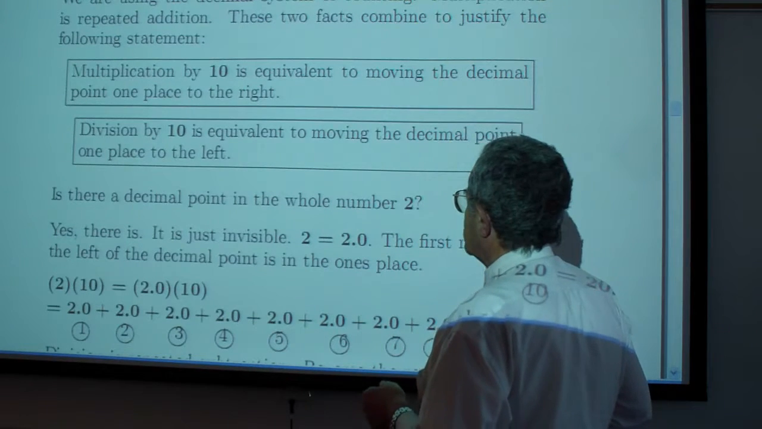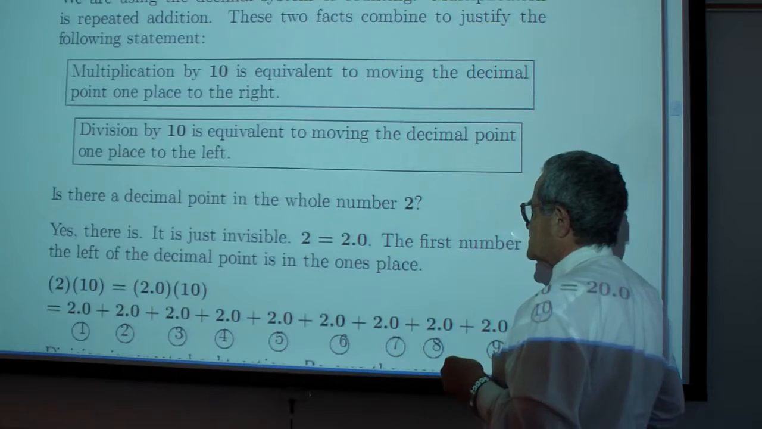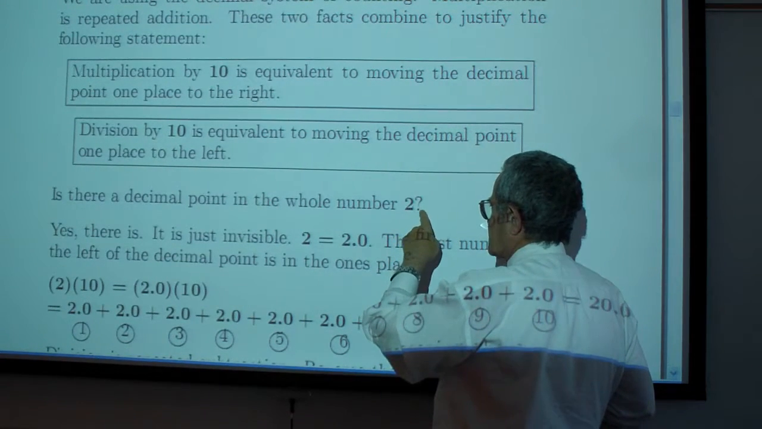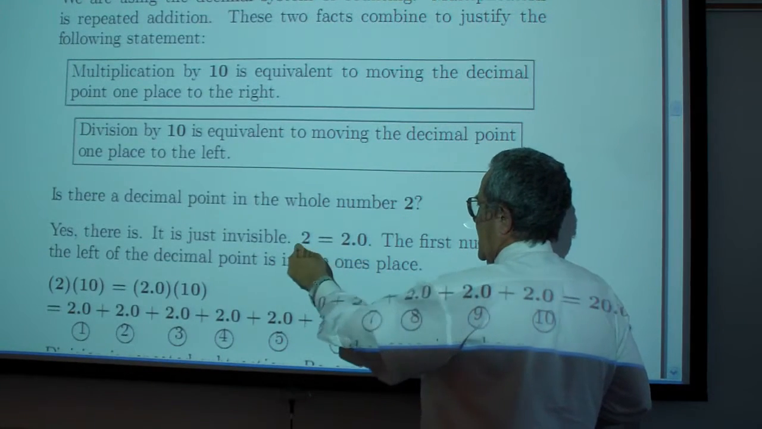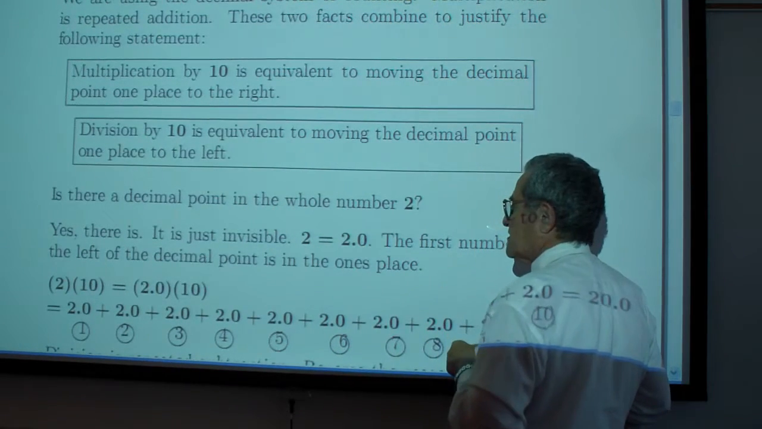Is there a decimal point in the whole number 2? Yes, there is. Because that is in the ones place, you can put a decimal point right after the 2, and you can indicate a 0 here. There are no tens here, and there are 0 tenths here, so that's the same thing.